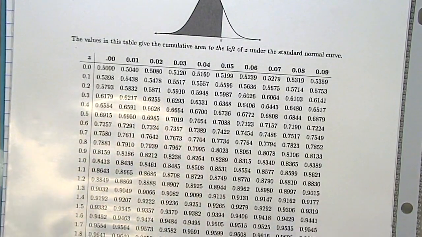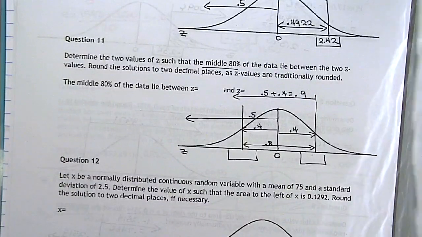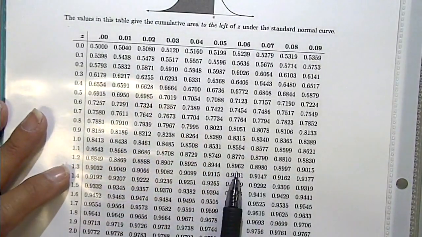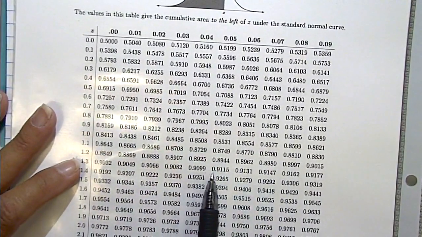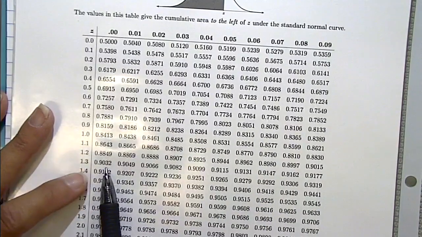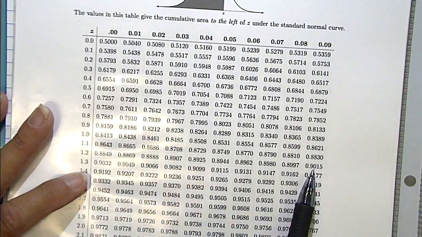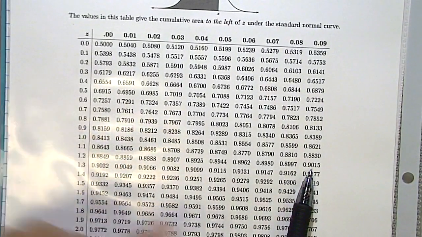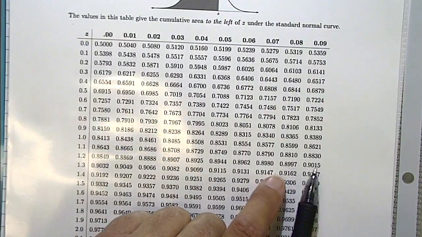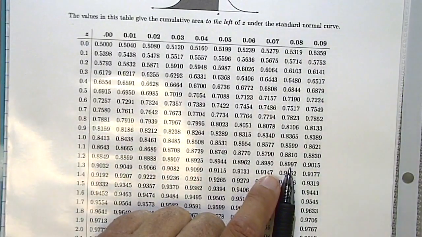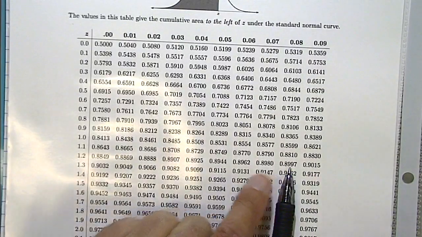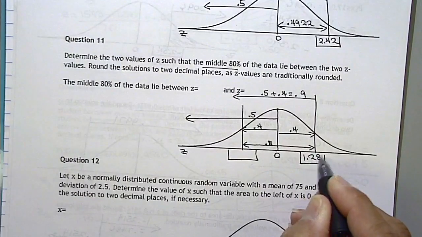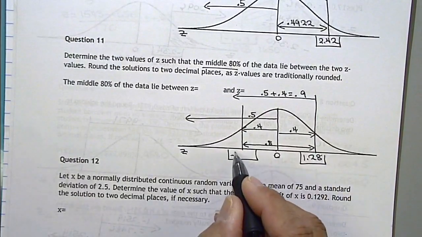Did I do this one right? Yeah, didn't do this one right. Okay, so I want 0.90, 0.9, 0.89, 0.909, 0.9082. Keep going down until I get as close to 0.9 as I can get. Do you see it? It's going to be between these two, but I'm going to go with this one as being closer. So I'm going to say 1.28. That's going to be this one. What's the other z-score? Negative 1.28.